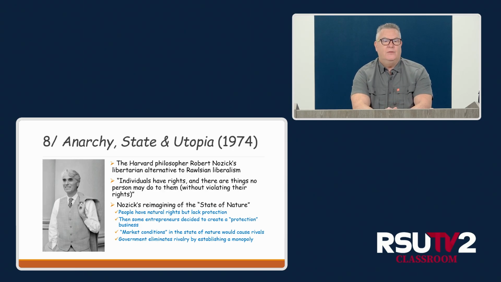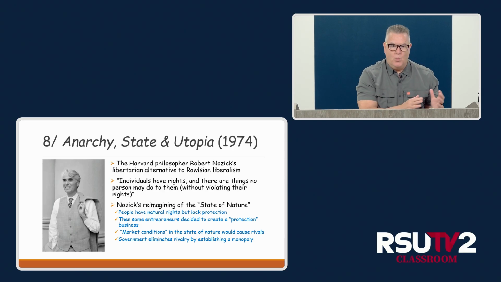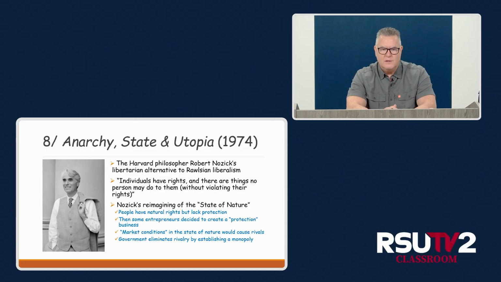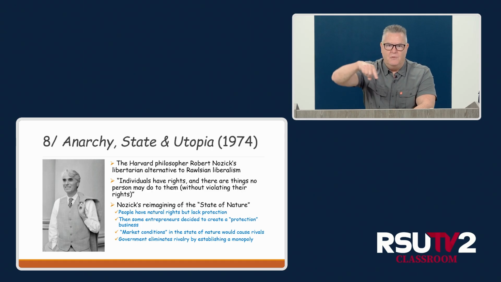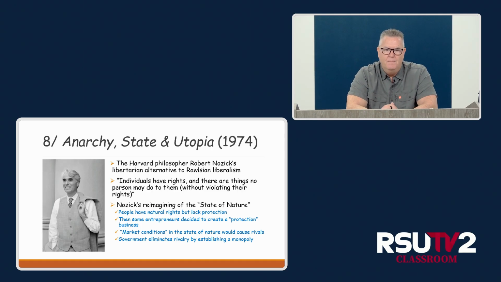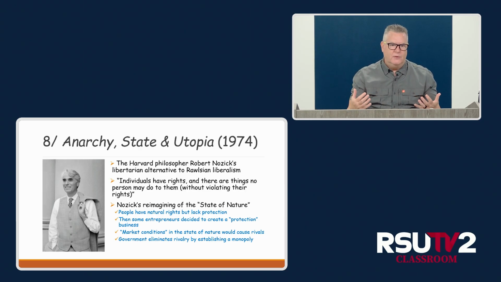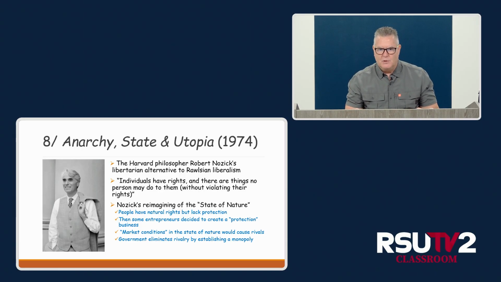Okay? Now, this is taking Locke's argument and pushing it well beyond anything that Locke ever imagined. When you say that people have this kind of inviolable circle drawn around them, it basically precludes much of what we commonly consider to be government. So Nozick says, imagine the state of nature, but with a reframing of it. People have natural rights, but they lack protection. That's basically what both Hobbes and Locke said.